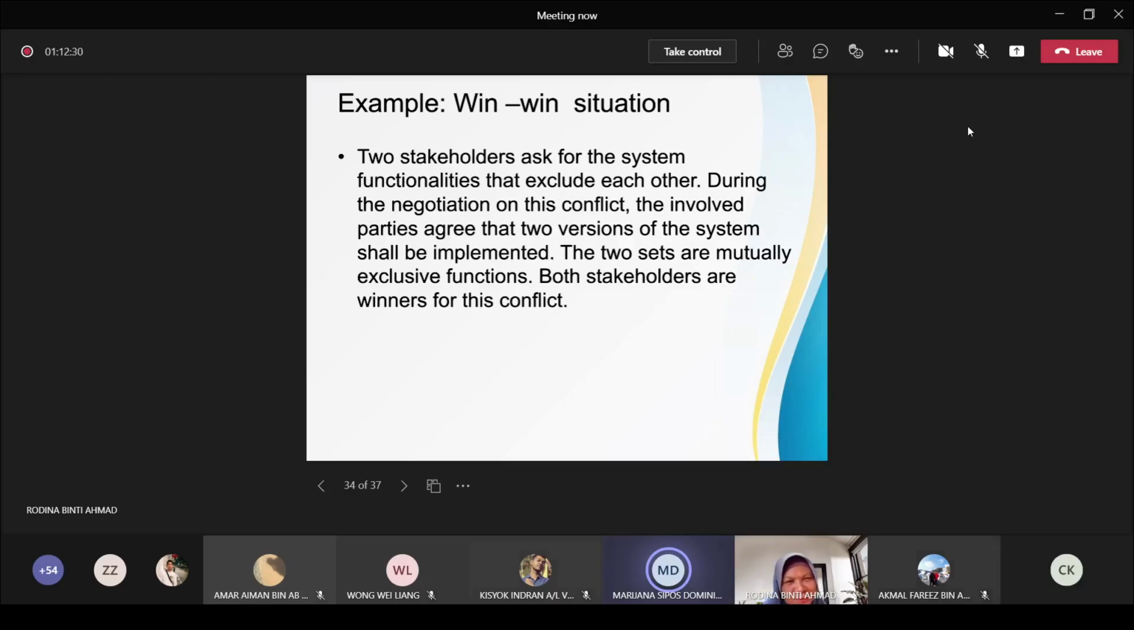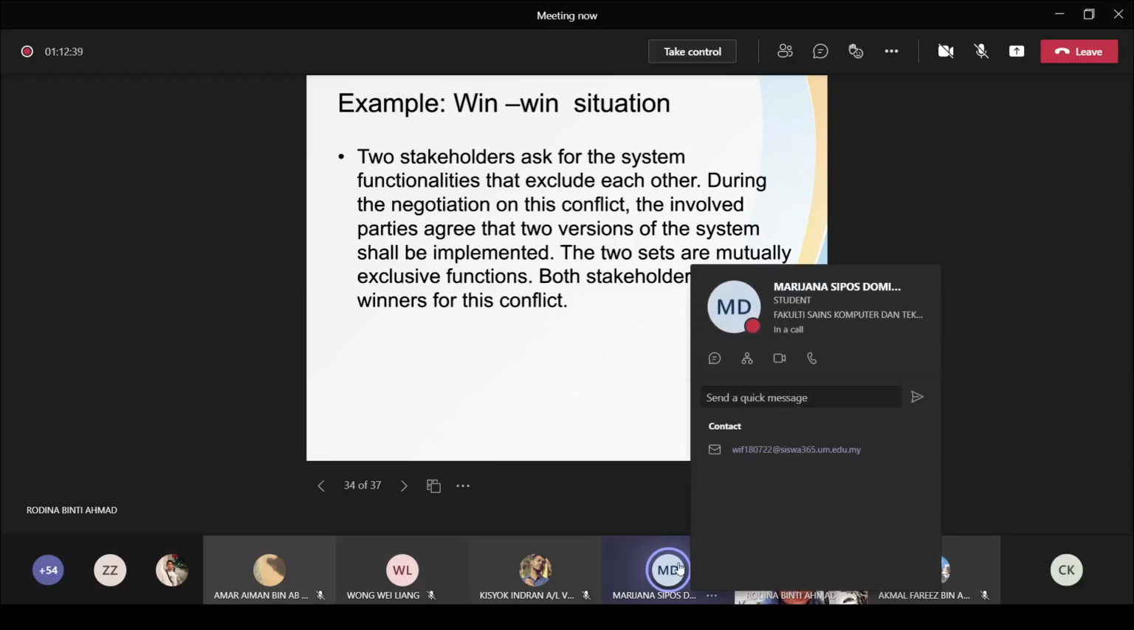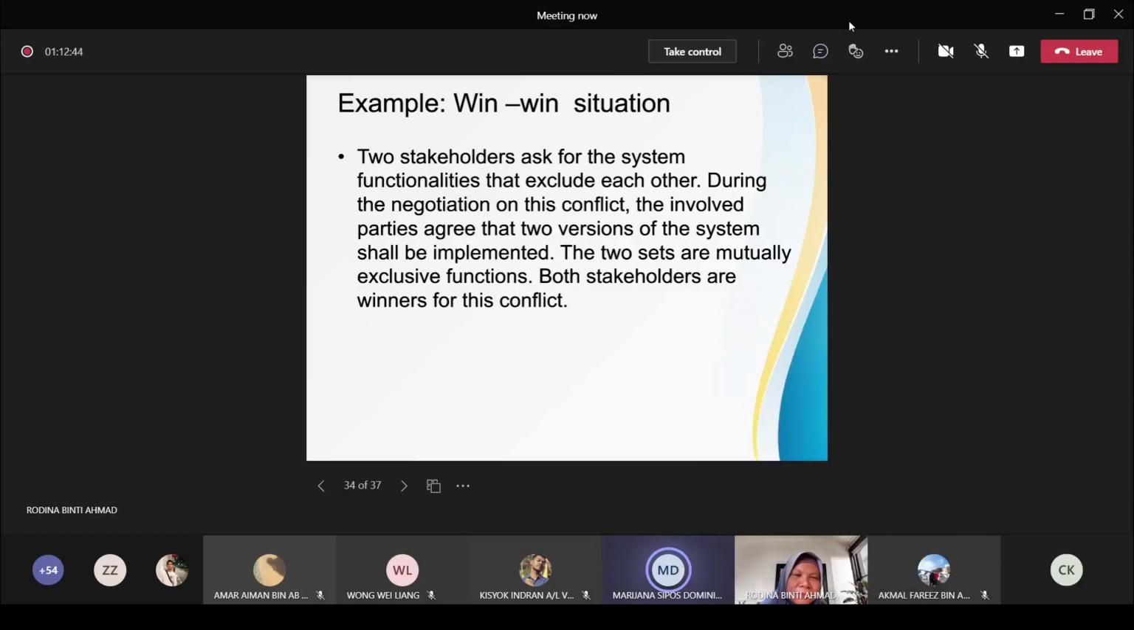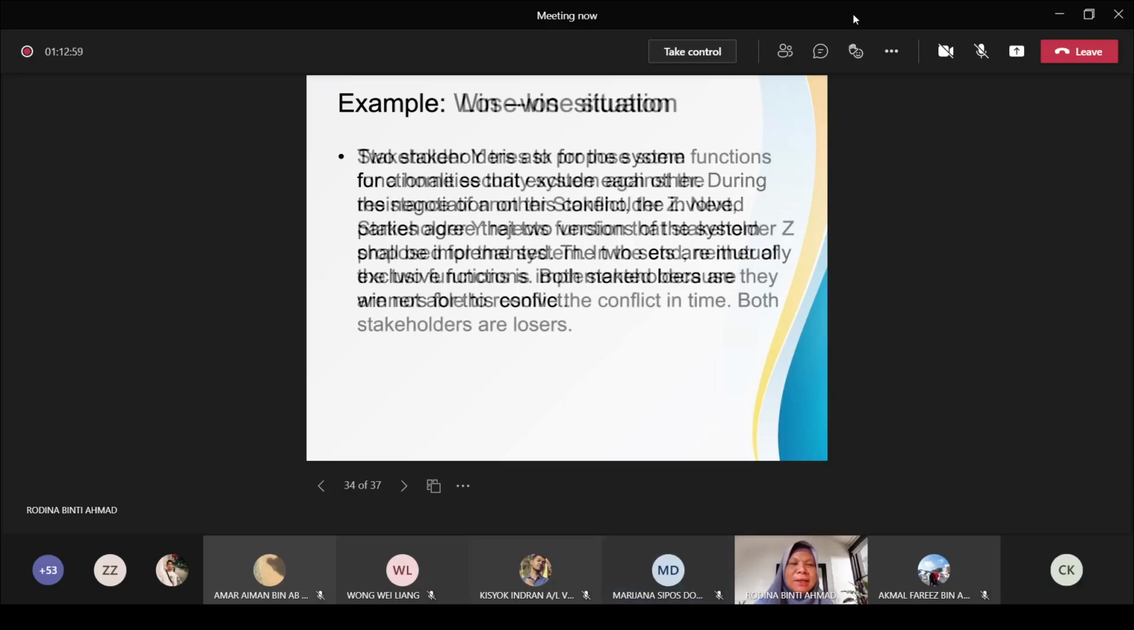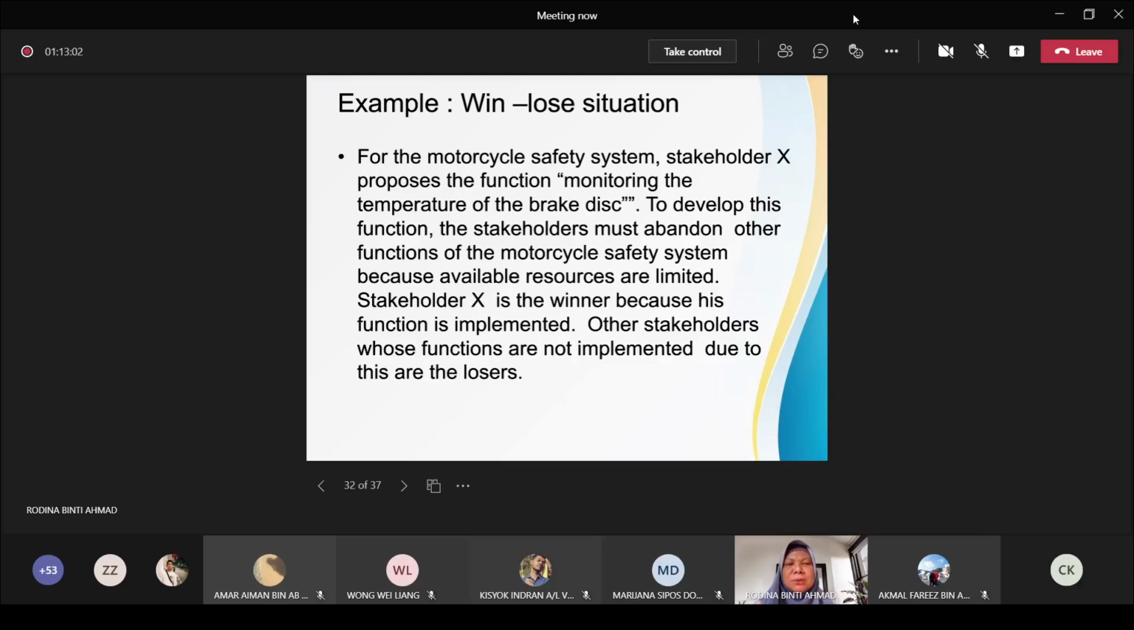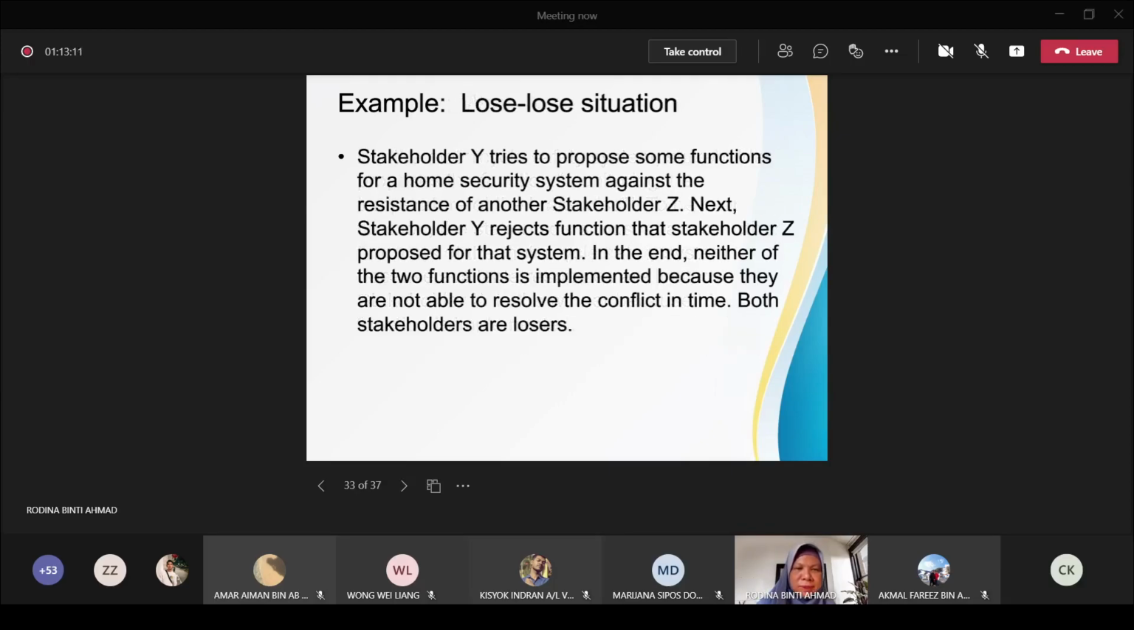Two stakeholders ask for system functionalities that exclude each other. During the negotiation of this conflict, the involved parties agreed that two versions of the system shall be implemented. The two sets are mutually exclusive functions. Both stakeholders are winners for this conflict. Do you agree this is a win-win situation? Yes. Yeah, so of course it's quite difficult sometimes to achieve this situation. But if possible, looking at the steps that are recommended, we try to make sure that when we are in a negotiation, we can create some kind of win-win situation for our stakeholders, right?